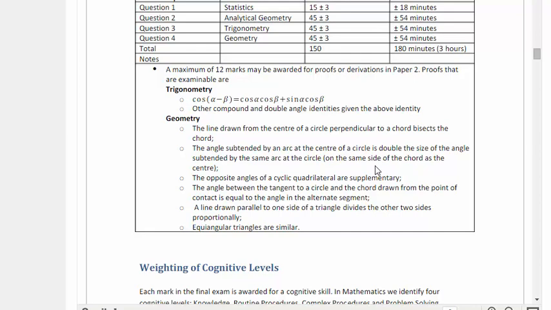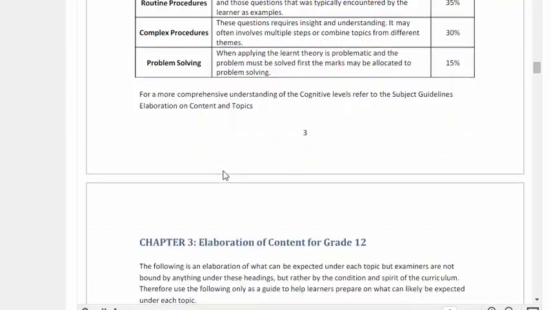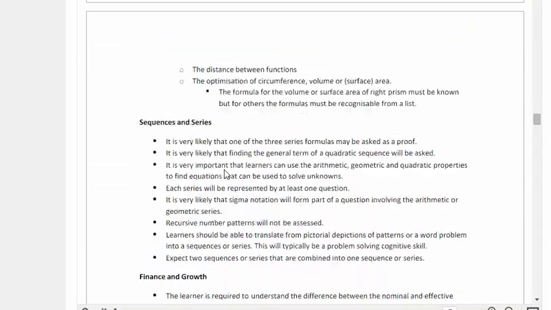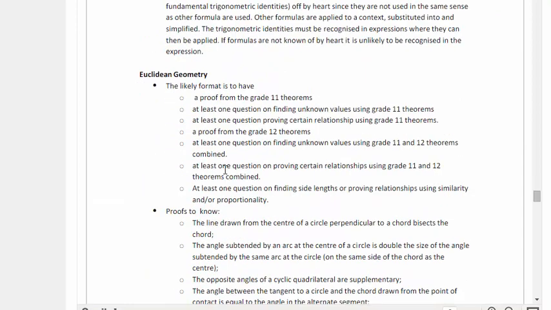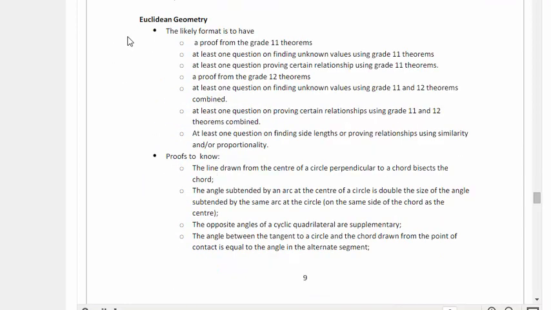I'll look at the circle proofs that we need to know. And then down here I also show you, if you go down, what you should be able to do in Euclidean geometry. The likely format is that they ask you a proof from the grade 11 theorems. Now that's the circle theorems. So it's likely that they'll ask one of them and one of the grade 12 theorems, which is the triangle theorems, similarity. At least one question will be about finding unknown values using your grade 11 theorems.